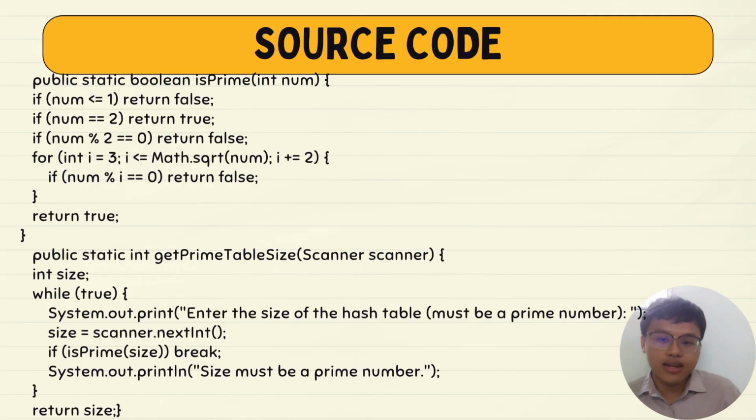Okay, so for the next function, we use public static int getPrimeTableSize(Scanner scanner). We initialize the size variable first, then use a while loop. While true, we print information like enter the size of the hash table, must be a prime number. Then size is what the user keys in, and if isPrime is true, we break. Otherwise, we print size must be a prime number. Then next we return size.